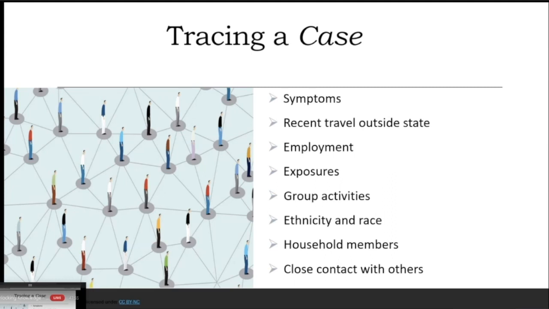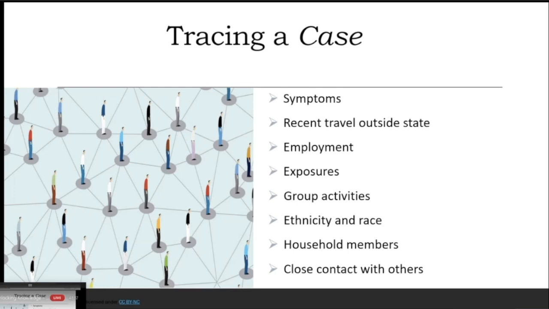During that detailed interview, we will ask about symptoms. We want to know how they are feeling and when they first became sick. We'll ask about recent travel. Have they traveled outside of the county, out of the state? It's not likely that they've traveled outside of the country, but we would definitely want to know that as well. We want to know, are they employed? Have they been home and for how long?